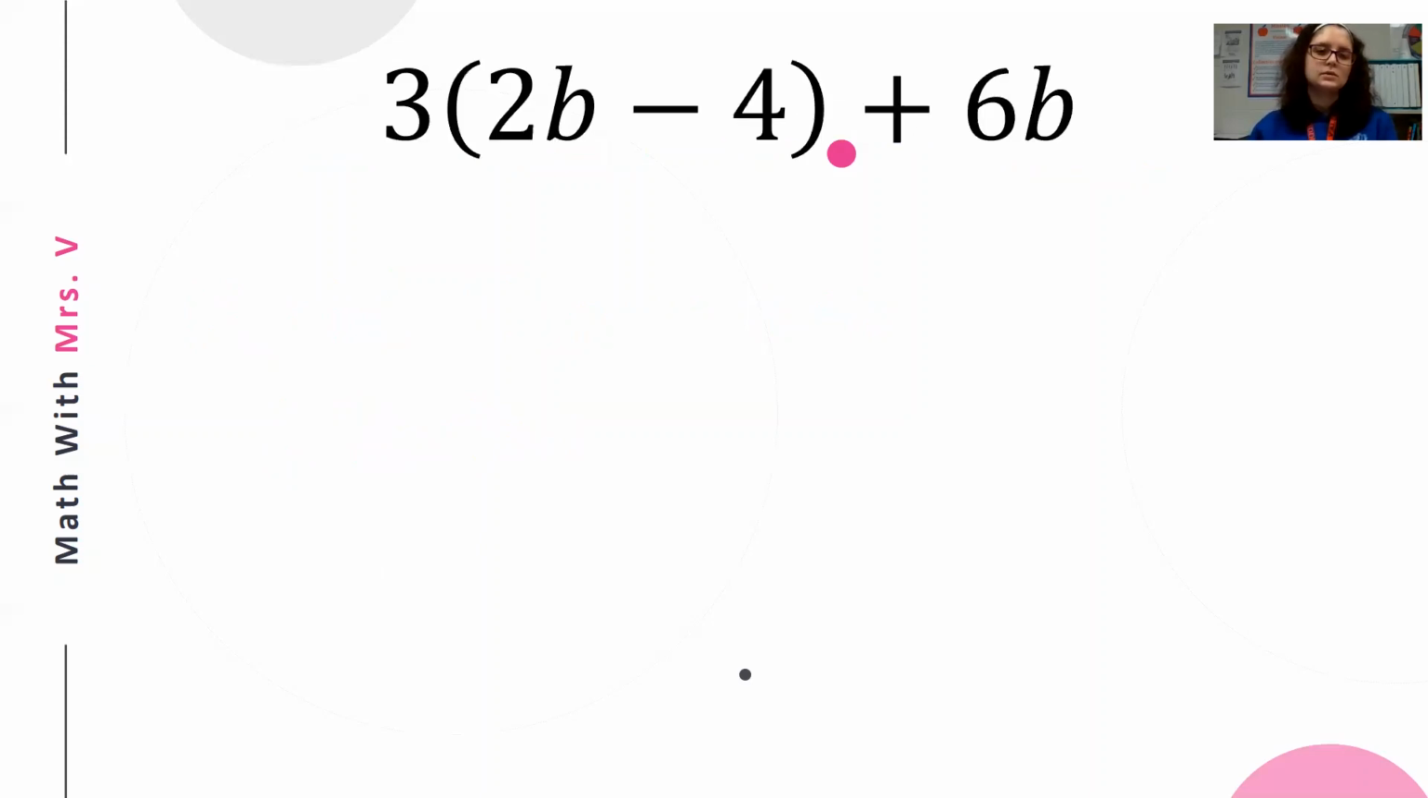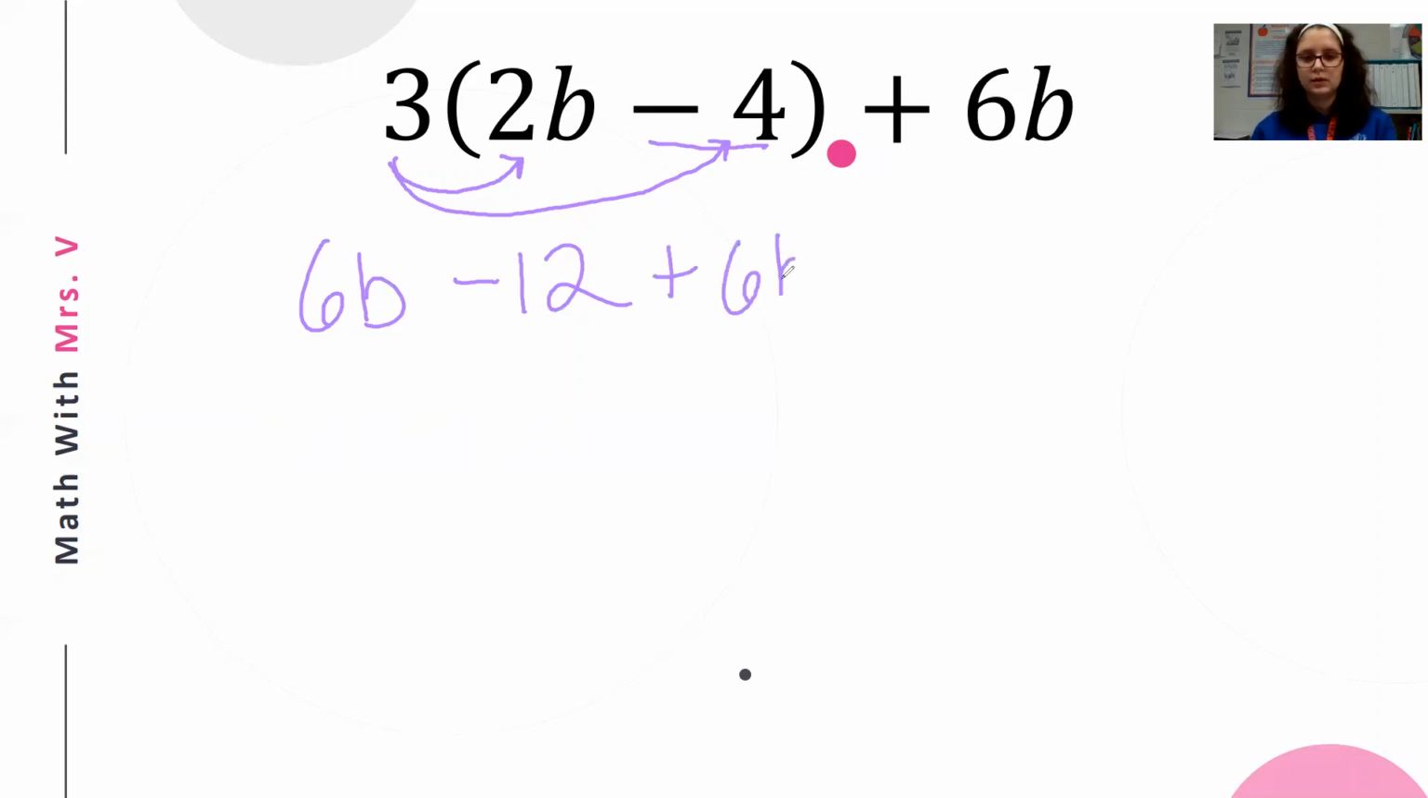So in this case, we have 3 times 2b minus 4, plus 6b. So before we can start combining, we have to get rid of these parentheses. And in the previous video, we talked about the distributive property, and we can use that to get rid of our parentheses. So I'm going to distribute the 3 to the 2b and to this minus 4. So 3 times 2b is 6b. 3 times negative 4 is negative 12. And I'm going to bring down my 6b.